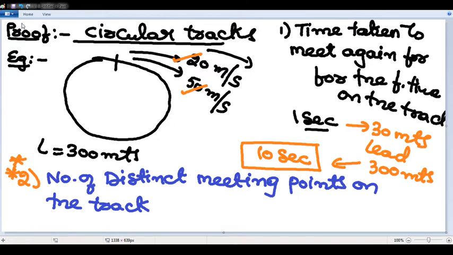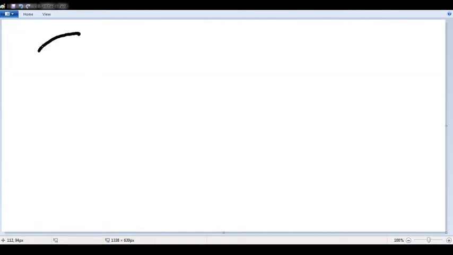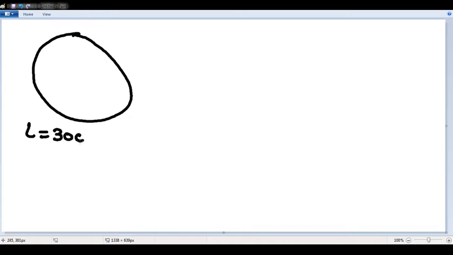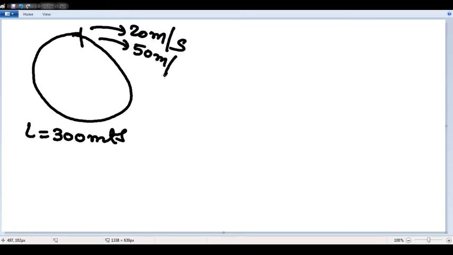Now listen. I'll solve it in a new way. The length of the circular track is 300. Both are starting, one at 20 and another at 50. Now see here. I will divide the track into 3 equal parts: 1, 2, 3. Each is 100 meters. Now see.